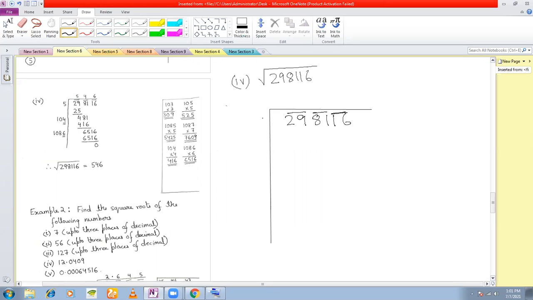Look at the first pair, 29. Which square number is very close to 29? 25, right? 5 into 5. So 5 into 5 is 25. Subtract, you get 4. And now double this 5 to get a 10 here, right? Now also bring down this pair, 81. So you've got 481 and you have got a 10 here.